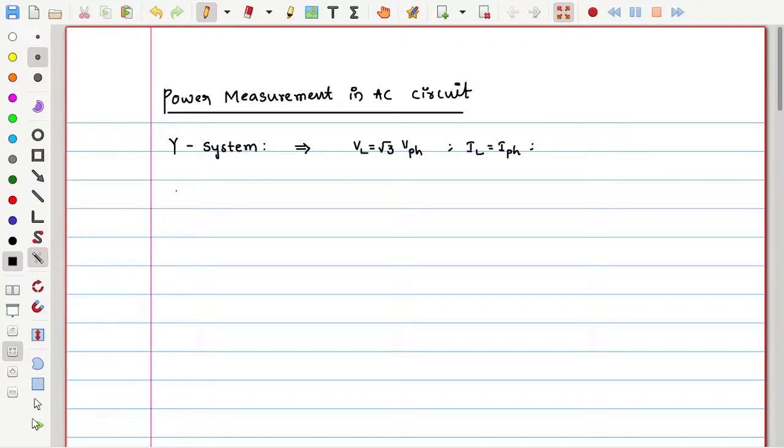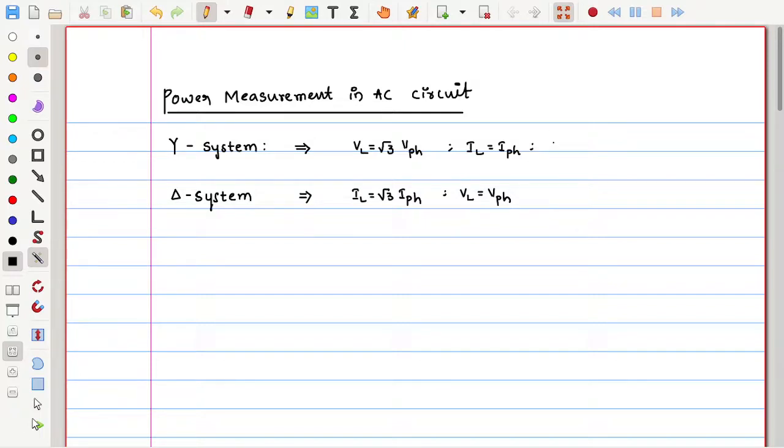And similarly, we also saw the delta connected system. In the delta connected system, we saw that the line current is equal to root 3 times the phase current, whereas the line voltage is equal to phase voltage. Just quite opposite to the star connected system.